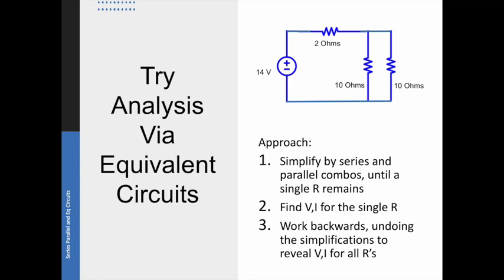The overall approach is this. We simplify a circuit by series parallel combinations until only a single resistor remains. Then we use Ohm's law to find the voltage and current for that resistor, then work backwards, undoing the simplifications to reveal the voltage and current for all the resistors.